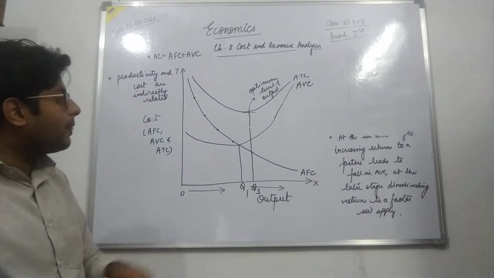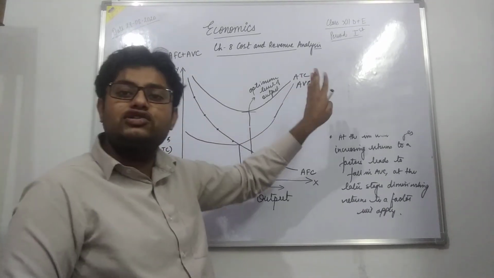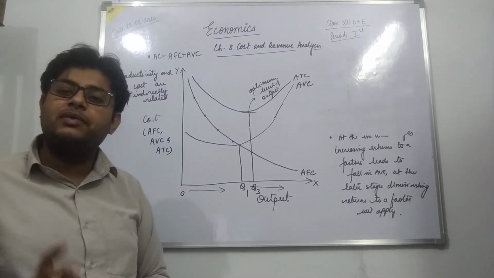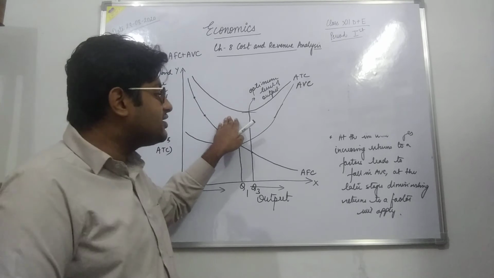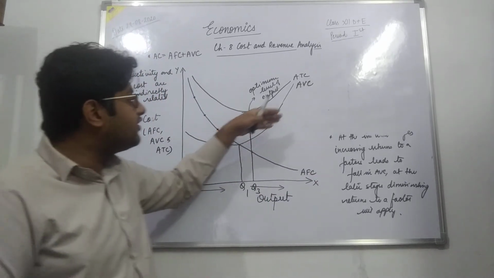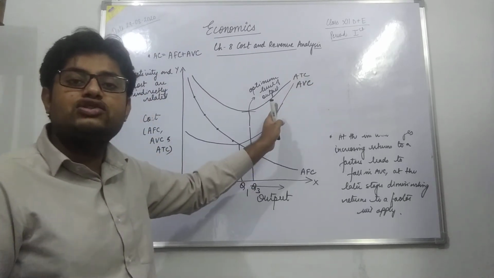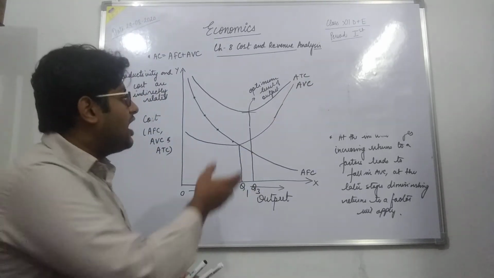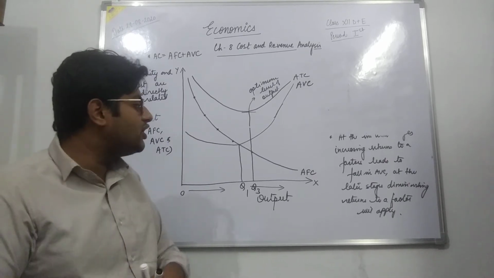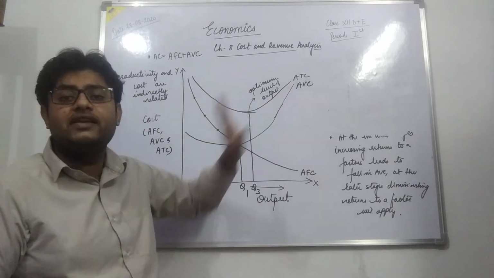Alright, now the shape of ATC is also U-shaped, and the reason behind the shape is the same, that is the law of variable proportions. At the initial stages, increasing returns to a factor will apply, and after that decreasing or diminishing returns to a factor will apply, and the average total cost will also start increasing. Okay, that answer is similar to the answer you will write for AVC.